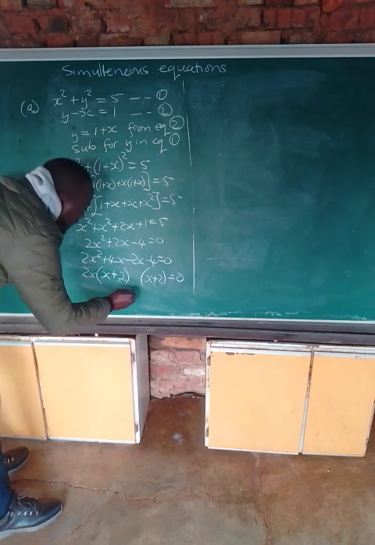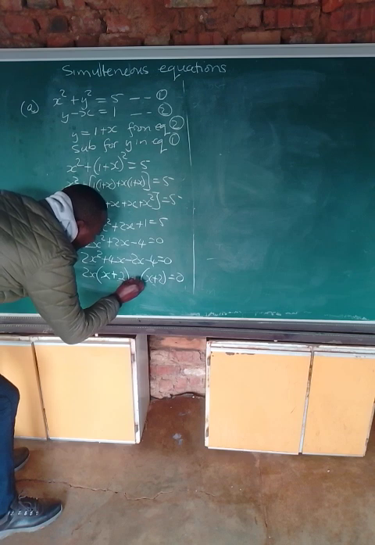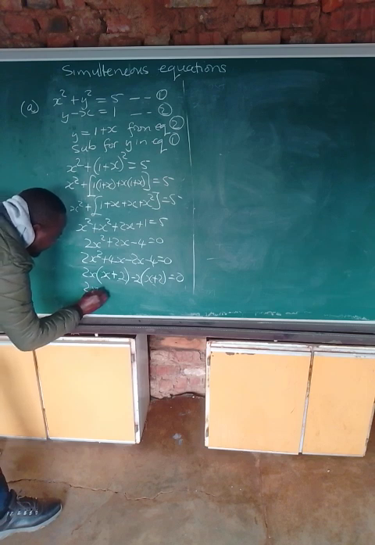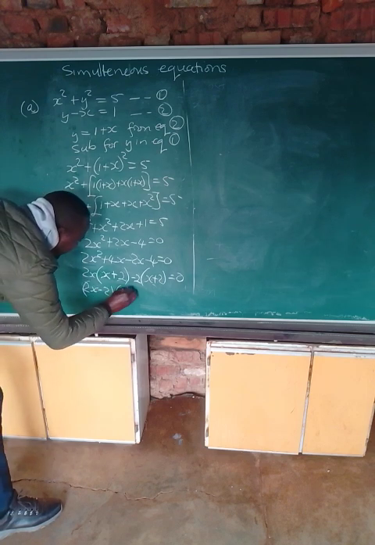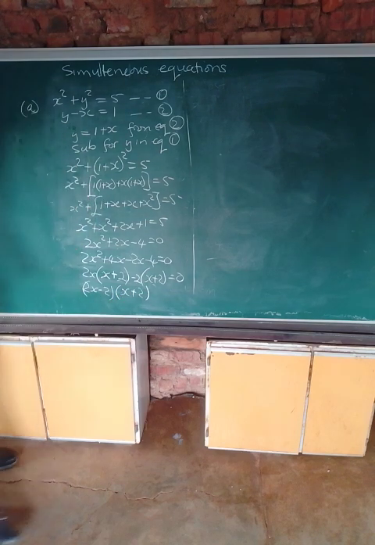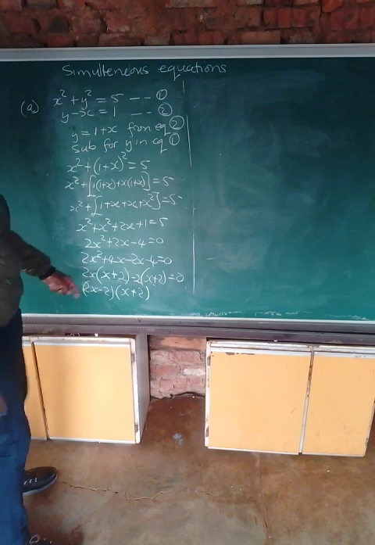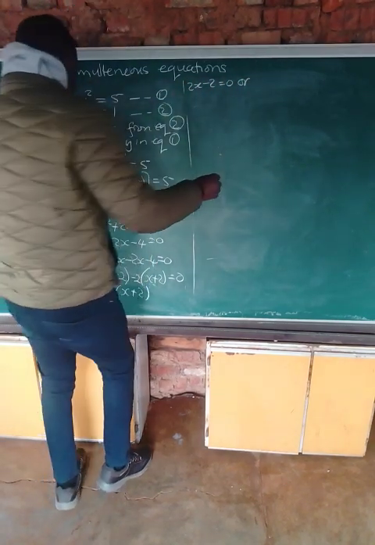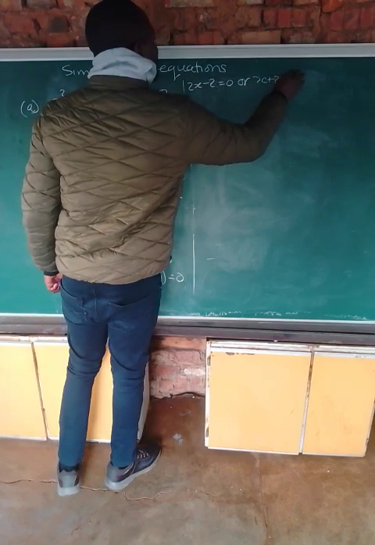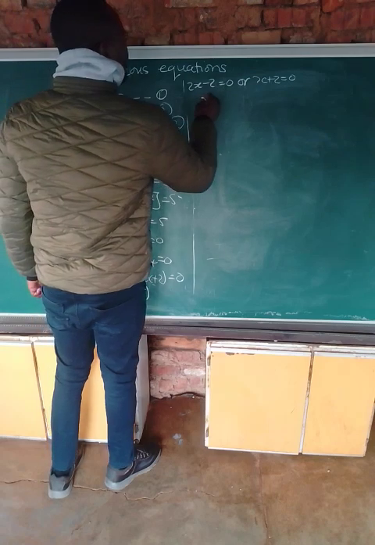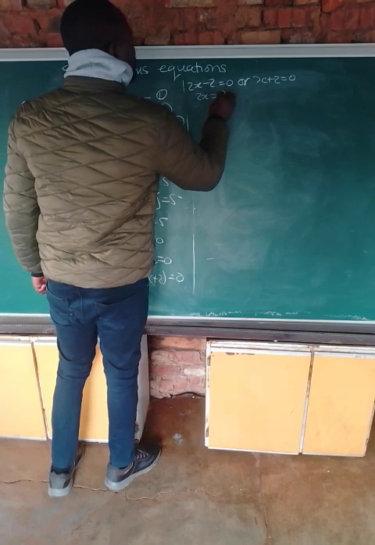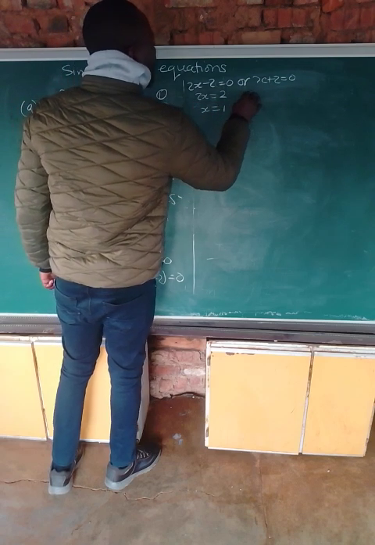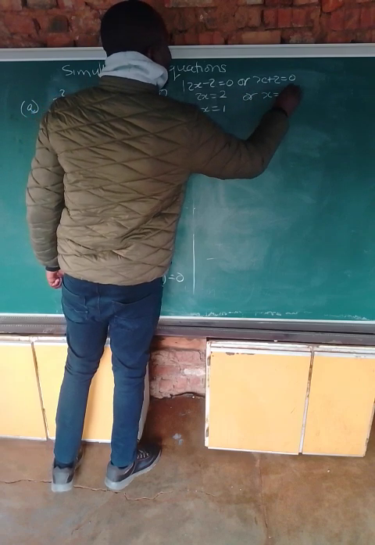What are we factoring out here? We are factoring out minus 2. So now we have (2x minus 2)(x plus 2). So we are saying 2x minus 2 is equal to 0, or x plus 2 is equal to 0. So now 2x is equal to 2. Divide by 2 both sides. x is equal to 1, or x is equal to minus 2.